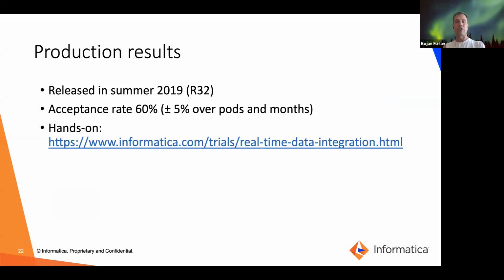Yeah, I'll wrap up. These are the production results we got. It got released in summer 2019, so the previous year. So far, the acceptance rate for these models is 60%. So out of all the recommendations that we provide, our users are accepting 60% of them, with a small variation of plus or minus 5% across different months and different pods, like for US and EMEA. So this is the acceptance rate. It's almost 2 out of 3 recommendations being accepted.